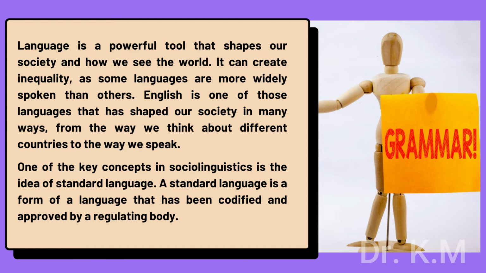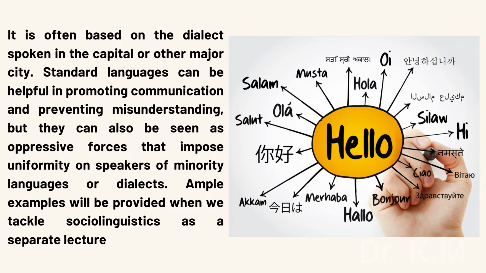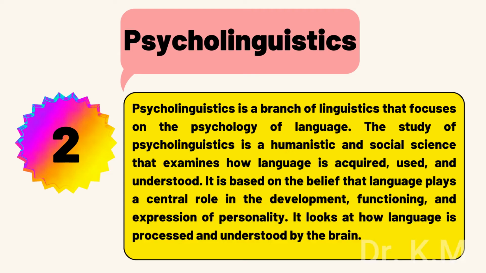One of the key concepts in sociolinguistics is the idea of standard language. A standard language is a form of a language that has been codified and approved by a regulating body. It is often based on the dialect spoken in the capital or other major city. Standard languages can be helpful in promoting communication and preventing misunderstanding, but they can also be seen as oppressive forces that impose uniformity on speakers of minority languages or dialects. Ample examples will be provided when we tackle sociolinguistics as a separate lecture.